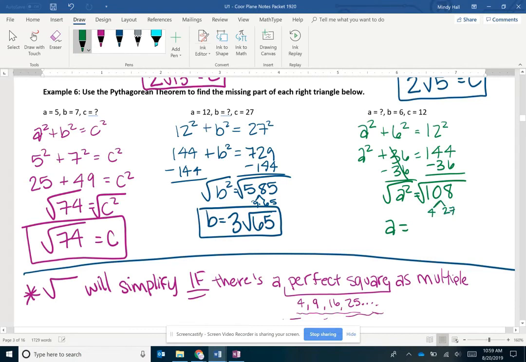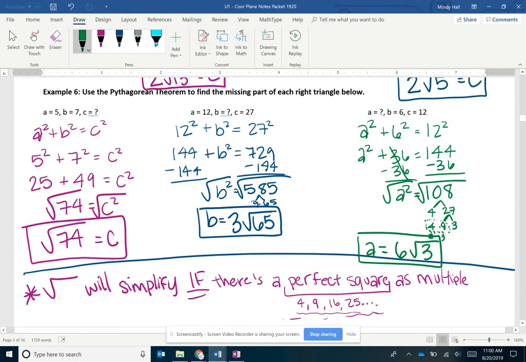And I'm going to make a note with this because 27 breaks down into 9 times 3. So I have 4 times 9 times 3. Well, 4 and 9 are both perfect squares because the square root of 4 is 2 and the square root of 9 is 3. So 2 times 3 would give us 6 on the outside and 3 on the inside. So really, that would have been, let me see, 36? 108 divided by 36. Yep, 36 times 3.